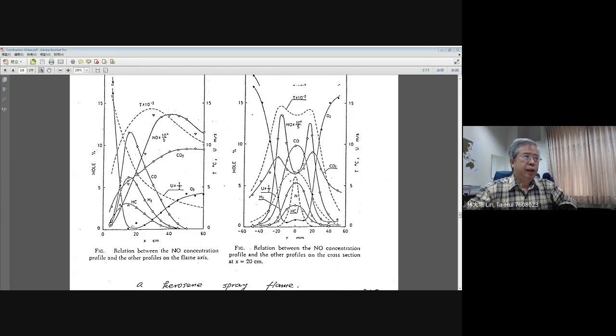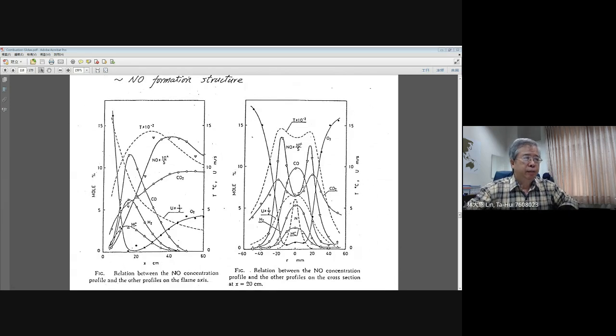Now let's look at the NO formation here. Where is the line for the NO formation? This is the inverted triangle symbol. Here you can see the inverted triangle symbol tells you that initially, near the injection port, the NOx is very small. I need to mention here that for this study, the kerosene does not have any nitrogen content in the fuel. That means all the NOx formation comes from the so-called thermal NOx formation.